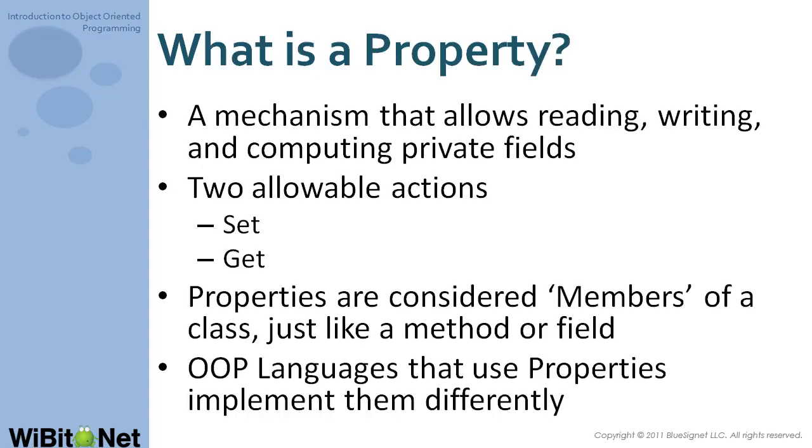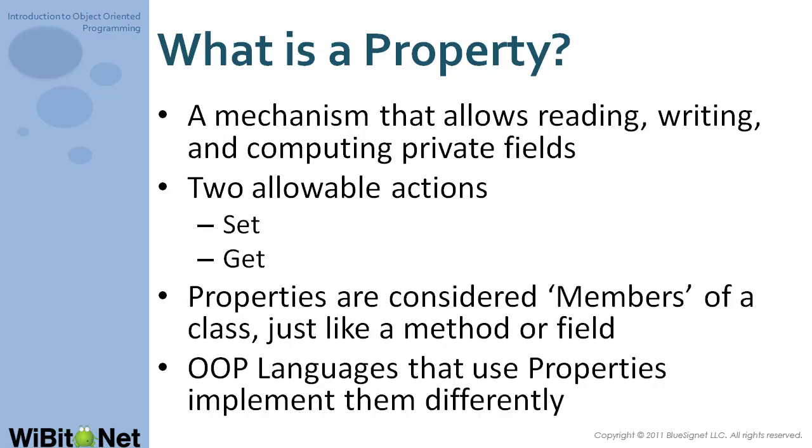So what exactly is a property? A property is effectively a mechanism that allows the reading, writing and computing of a private field. Because a property really doesn't actually have to tie to a particular attribute. A property could be something that calculates. So if you have a time property, you don't actually have to have a time variable that it's referring to. When you get that property, you could just get the current time. And when you set that property, you can then just set your system clock or something. Something a lot more abstract than just setting a variable.